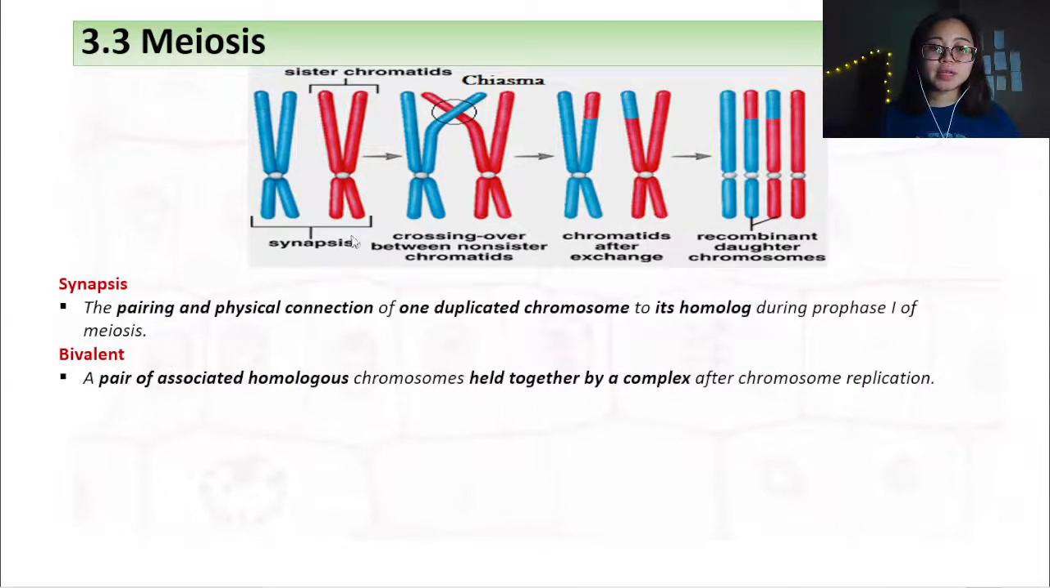Bivalent. Bila kita nampak dia membentuk sinapsis, means dia berdiri bersebelahan, kita boleh gelar satu set ini sebagai bivalent, which is satu pasangan homologous kromosom yang melakukan sinapsis. Okay, or a pair of associated homologous chromosomes held together by a complex after chromosome replication. So dia sudah berpegang tangan, kita panggil dia sebagai bivalent.